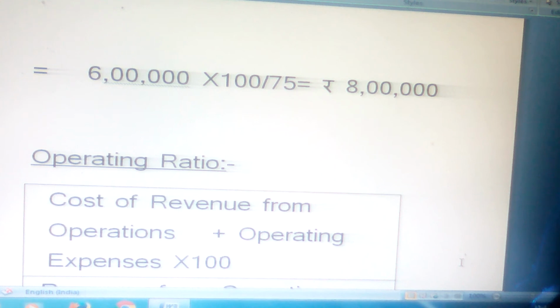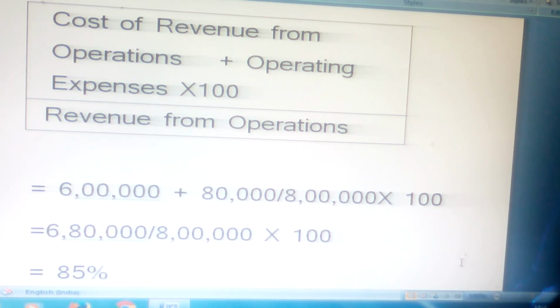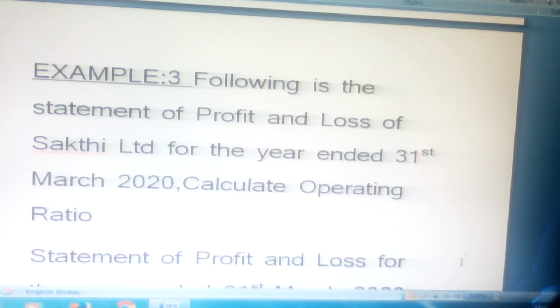Now operating ratio, substitute the formula: cost of revenue from operations plus operating expenses divided by revenue from operations into 100. We know our cost of revenue from operations is 6 lakhs plus operating expenses 80,000, and revenue from operations we just got, 8 lakhs. So 6,80,000 divided by 8 lakhs into 100. We get 85%. That is our operating ratio. Then moving to our next problem.